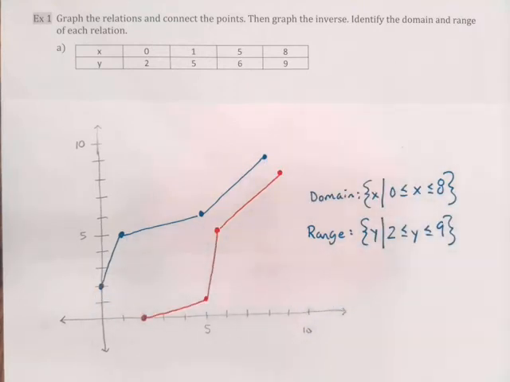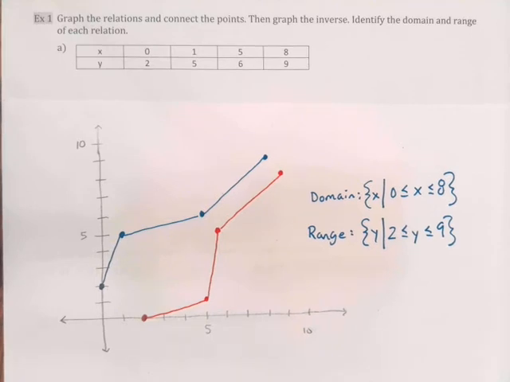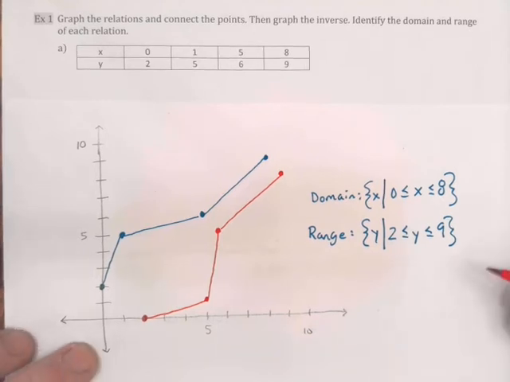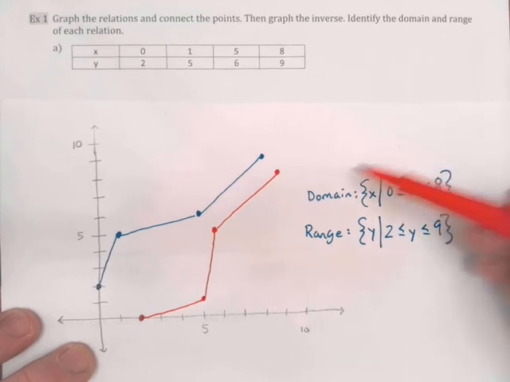So the blue graph, that is the graph of our original relation, and here is the domain and the range of that relation. We're also supposed to determine the domain and range of the inverse, which is graphed in red. The domain and range of the inverse is always easy to determine once you have established what the domain and range of the relation is.